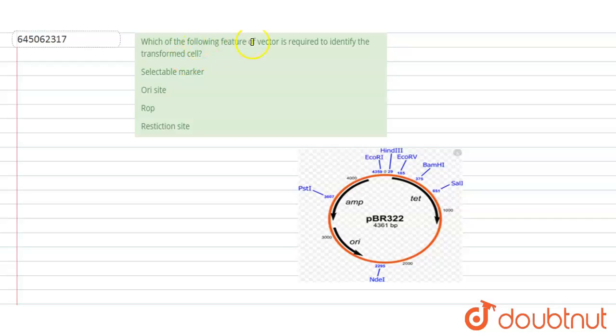Hello students, have a look at the question. Question is, which of the following feature of vector is required to identify the transformed cells? Options given are selectable marker, ORI site, ROP, restriction site.